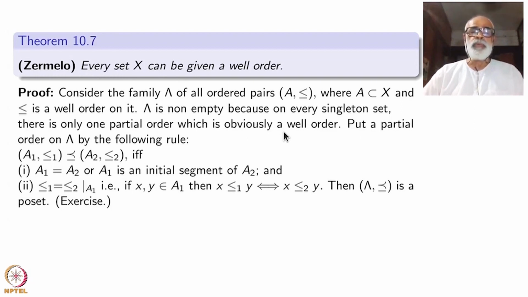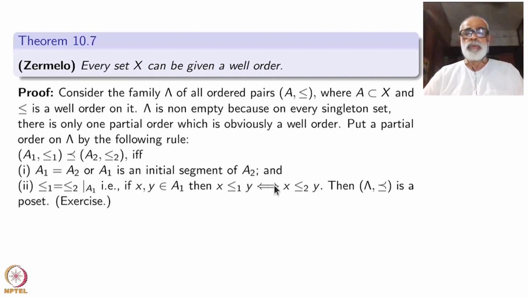Now on Lambda we will put a partial order. What is that partial order? (A1, ≤1) and (A2, ≤2) are related by this, which I will read as precedes. A1 precedes A2 if and only if one condition holds: A1 may be equal to A2, along with the partial orders also being the same. Or A1 is an initial segment of A2, the way we have defined initial segment. So that is the condition.